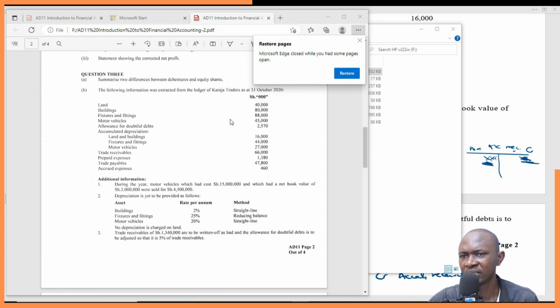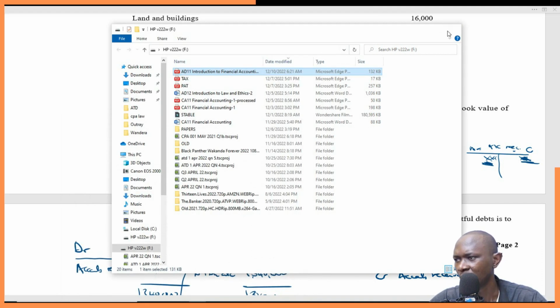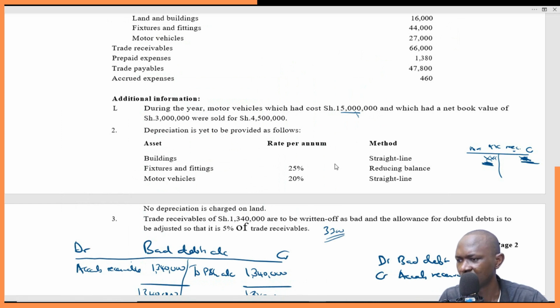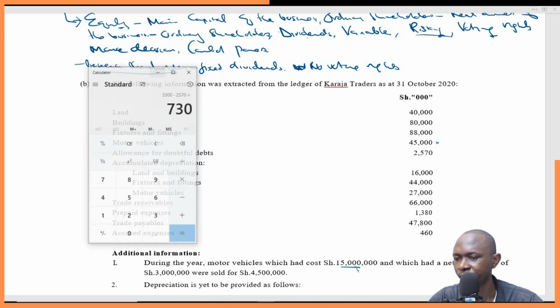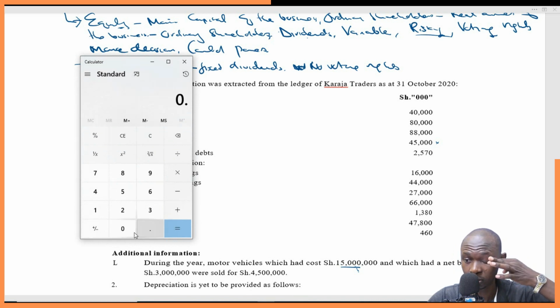Buildings is 2%. So let's go back and continue with what we are doing. Buildings 2%. So 2% straight line method means we just take 2% of 80,000. That's all. 2% of 80,000 is 0.02 times 80,000. That should give us 1,600.